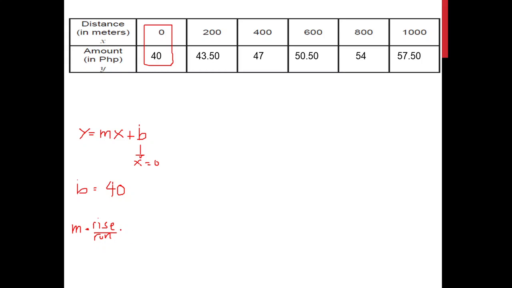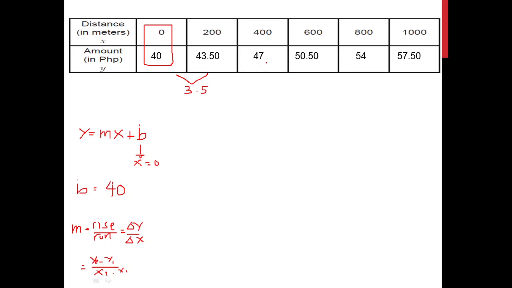There's also one way of determining the slope. That is the change of y over the change of x. The change of y is y2 minus y1 over x2 minus x1. So from here, we can solve the slope. First, let's subtract y2 minus y1. This is our y2 minus y1. That is 43.50 minus 40. You have 3.5.